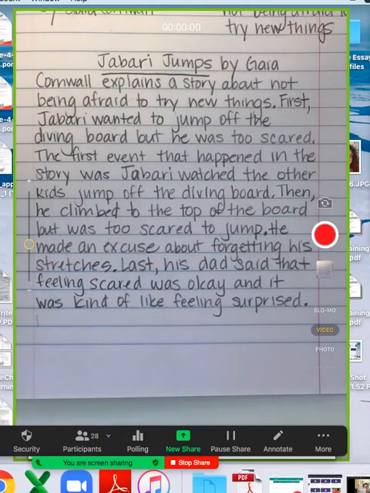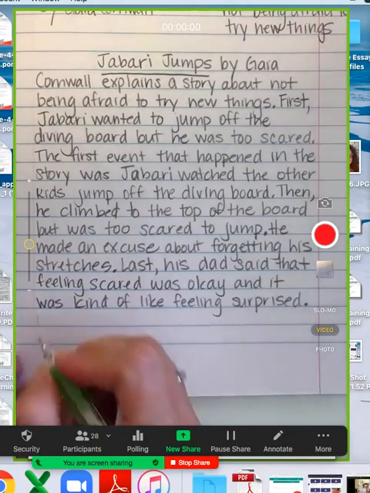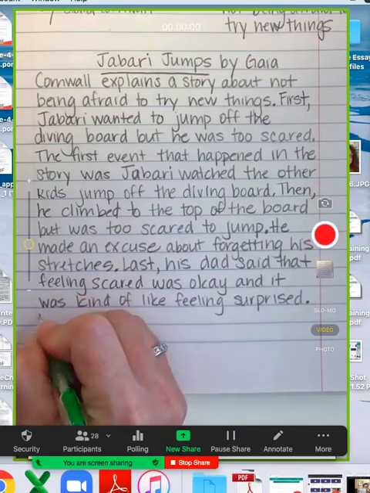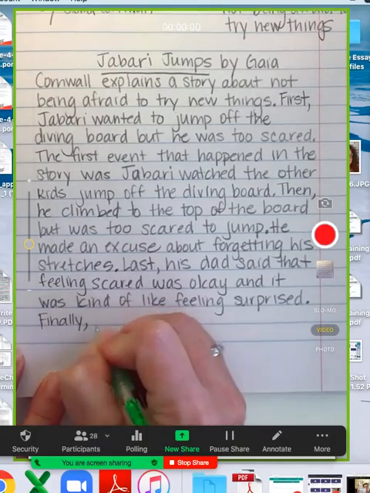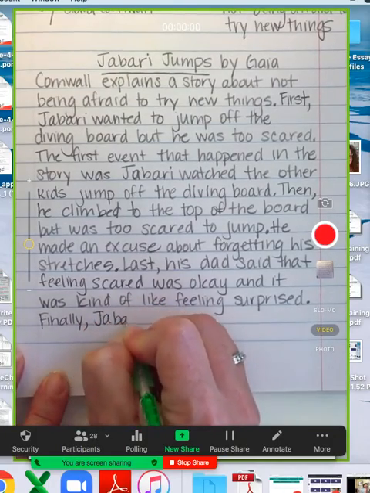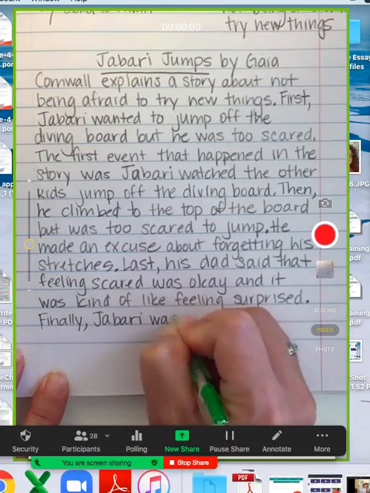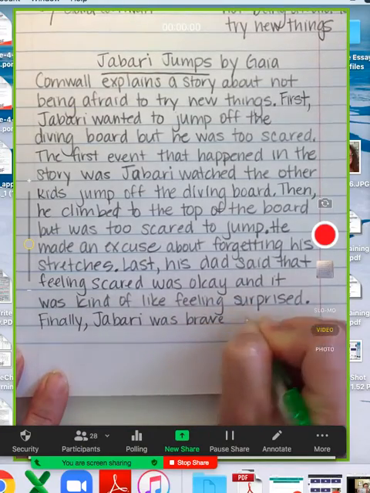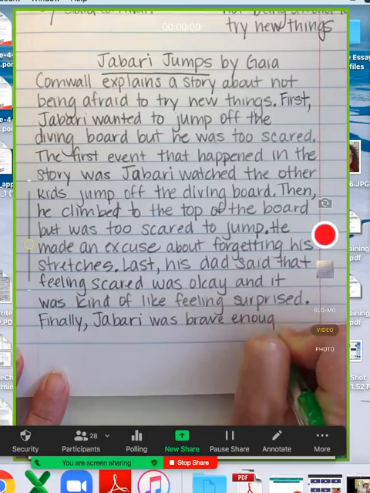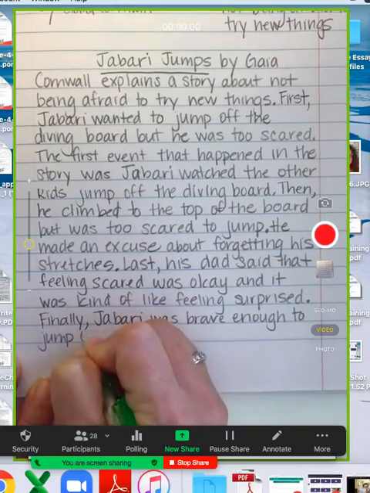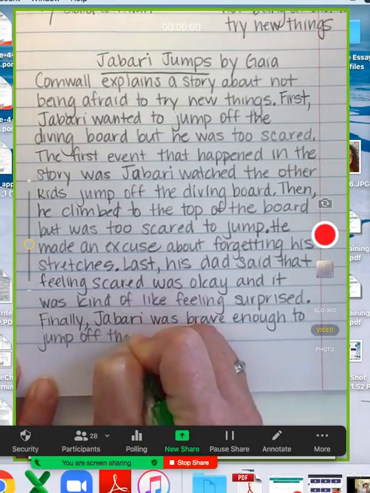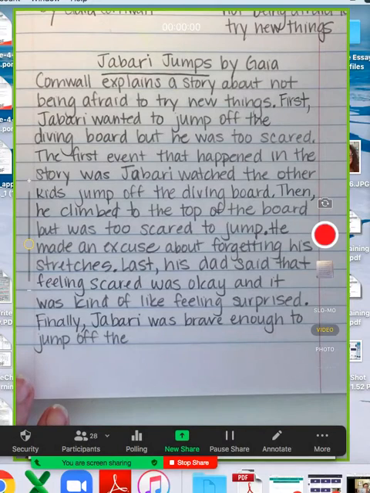Let's combine your two ideas. So Kaya and Naya had great ideas for what I had asked for the last sentence, but I forgot this one. So we'll say, finally, Jabari was brave enough to jump off the diving board. Add Gabby's, thank you. Finally, comma, was brave enough to jump off the diving board.